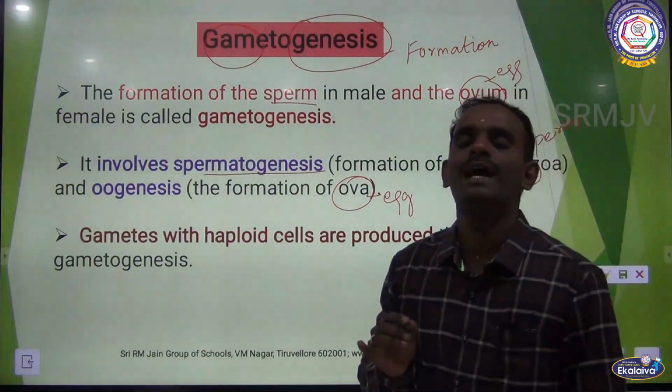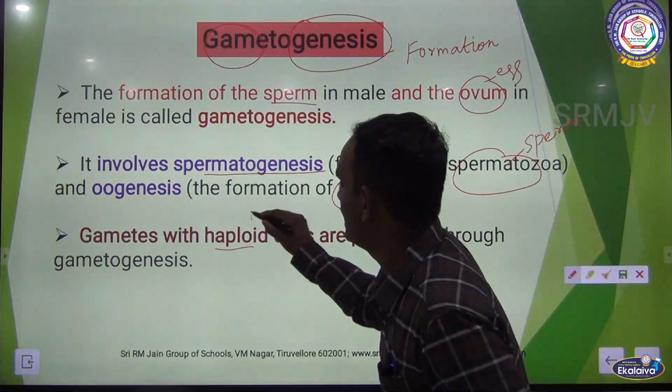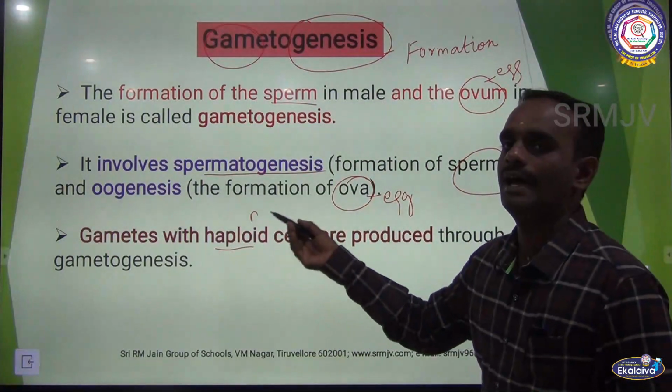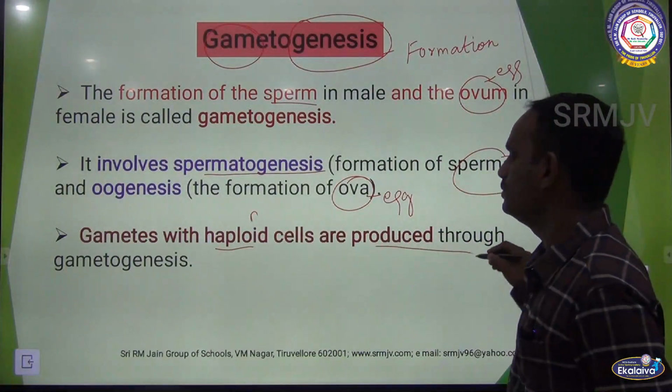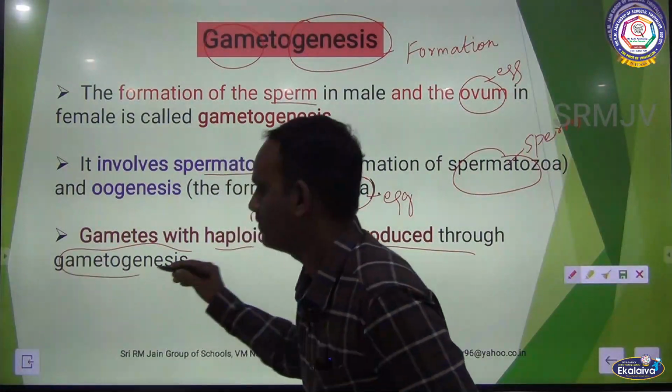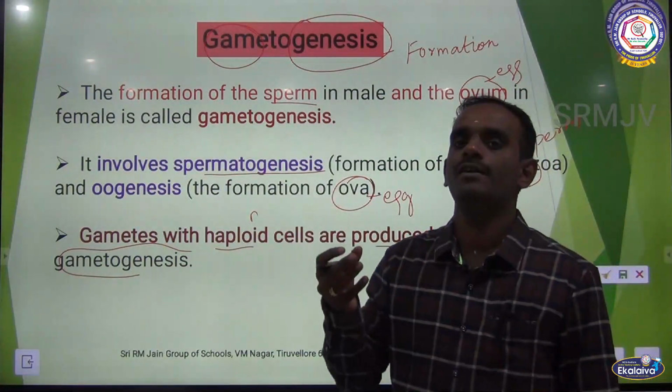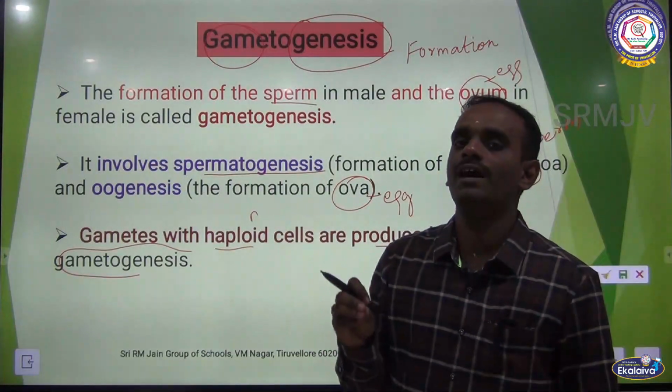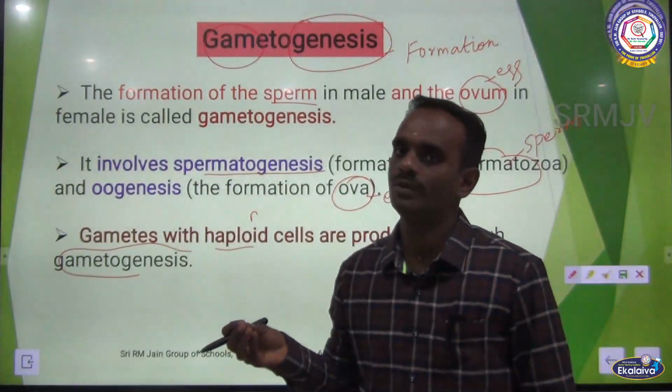Gametes are usually haploid. Haploid means N. So gametes are haploid cells and are produced through gametogenesis. By the process of gametogenesis, the gametes are formed, and they are haploid in nature. Okay.